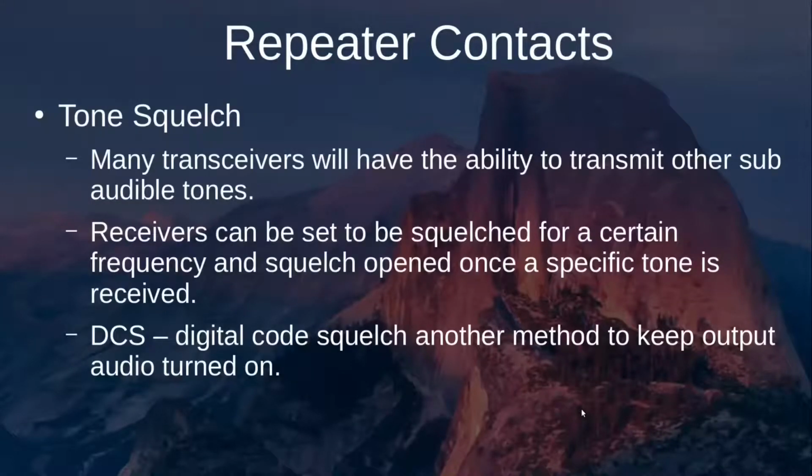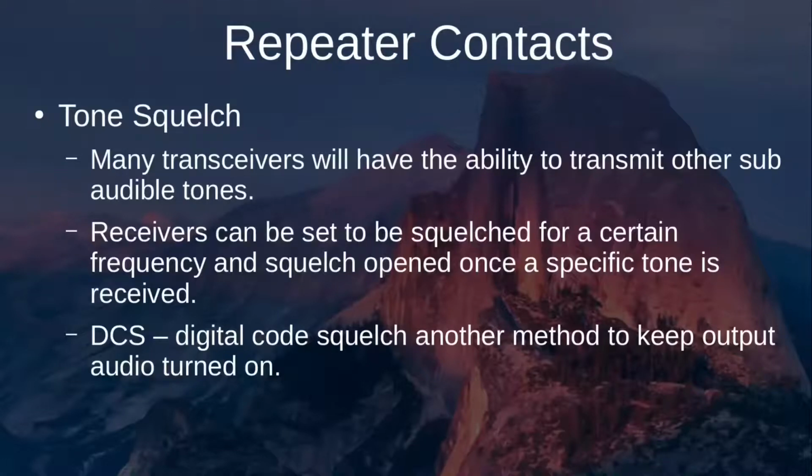Many radios also have something called tone squelch. Many transceivers will have the ability to transmit other subaudible tones. Receivers can be set up to be squelched for a certain frequency and open the squelch once a specific tone is received. This is also known as DCS, or digital code squelch, as another method to keep the output audio turned on.